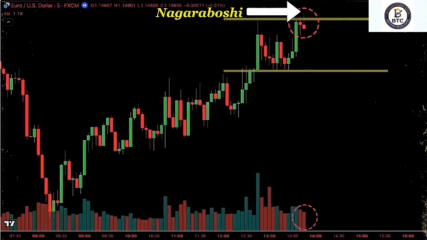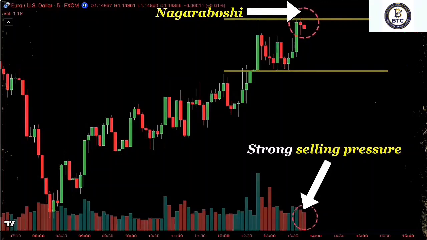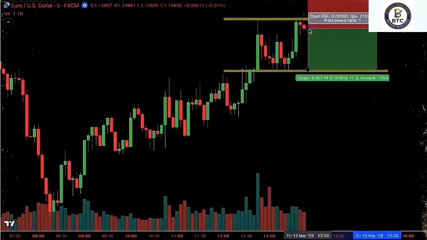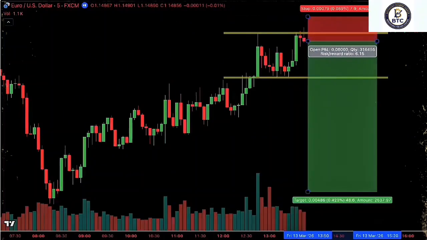We also have the volume, which is very important. As you can see, the volume shifts to red, signaling strong selling pressure. This indicates that sellers entered the market immediately after the upthrust, providing a clear confirmation of a potential bearish move. Now, you can place your entry at the close of the Nagaraboshi, set your stop loss above it, and target the next key level. Look at what happens next.